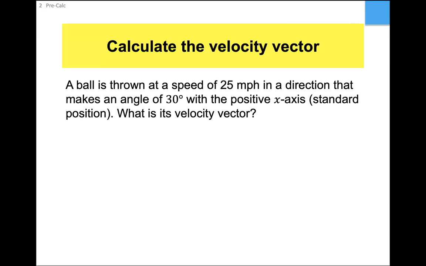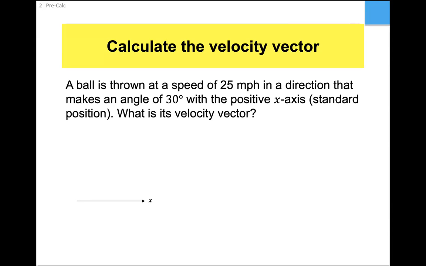All right, remember, to do a velocity vector, we use the formula. And the formula says take the magnitude and multiply it by the cosine of the angle, and then plus the sine of the angle. All right, so let's think. It also says it's 30 degrees off of the standard position. That's 0 degrees, standard position. So 30 degrees off from that.